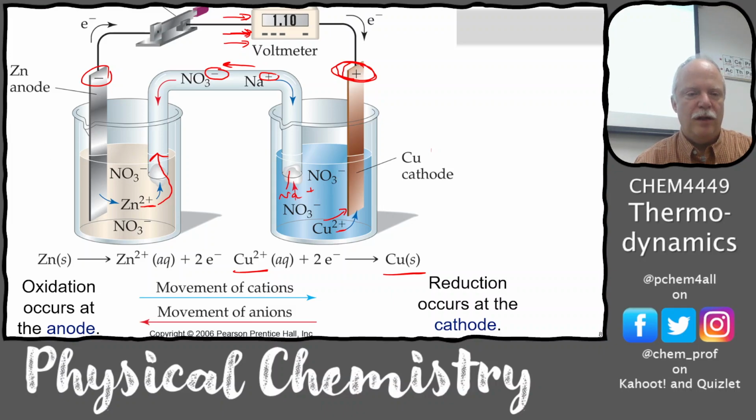So over here on the zinc side, the zinc lost electrons, and so that was the oxidation reaction. So this zinc gave up 2 of its electrons and became zinc 2+, and those 2 electrons went through the circuit, came over here to the copper, combined with the copper cations and made copper solid.